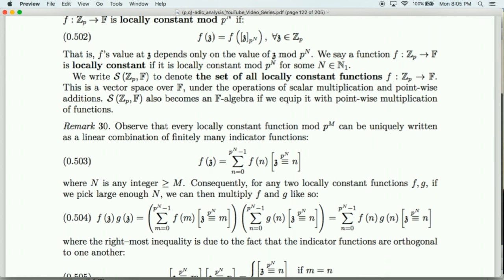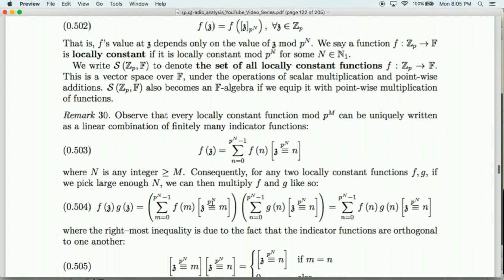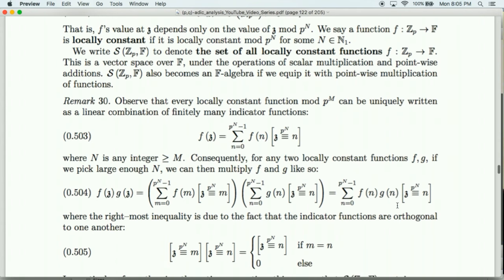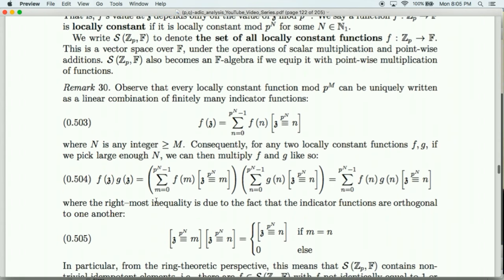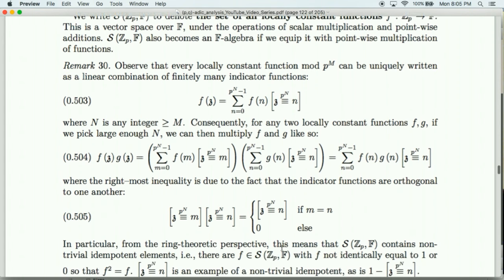Consequently, for any two locally constant functions f and g, if we pick large enough N, we can multiply them like so. And then the rightmost equality here, this should be equality, not inequality, follows from the fact that indicator functions are orthogonal. As long as the modulus is the same, then this is going to be equal to this if m is equal to n and 0 otherwise.